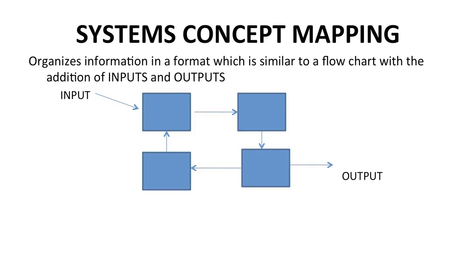Another form of concept mapping, as we have mentioned earlier, is the system type concept mapping, where it is closed. The input begins from one side and comes out in the form of output from the other side. It is a closed system where things enter from one side and go out from the other side.